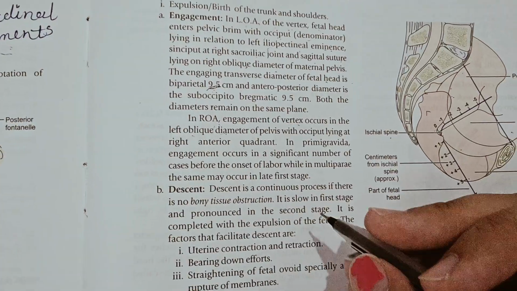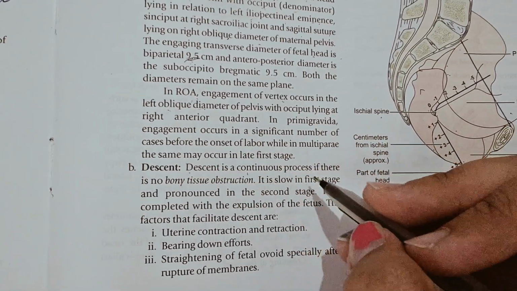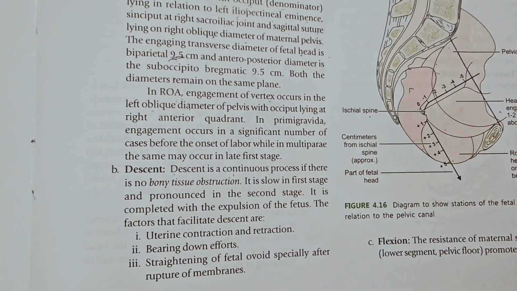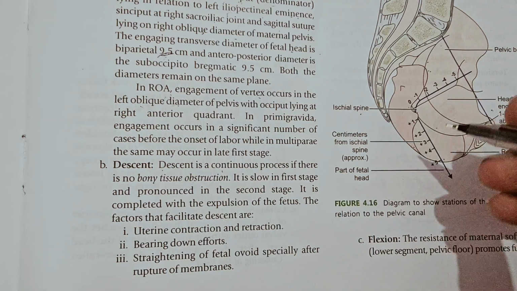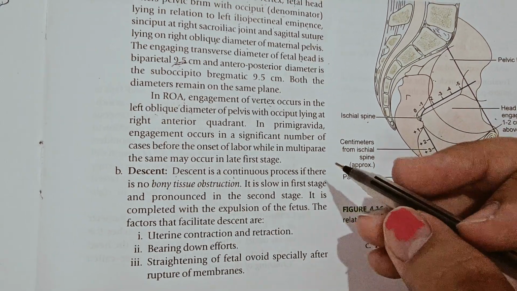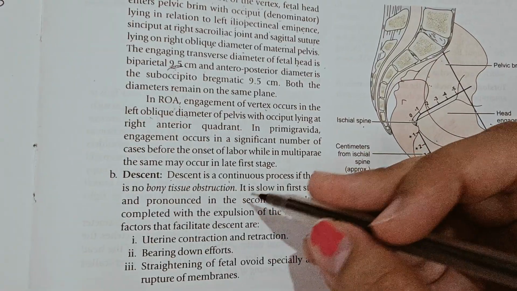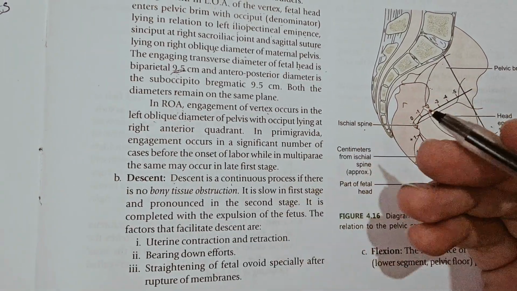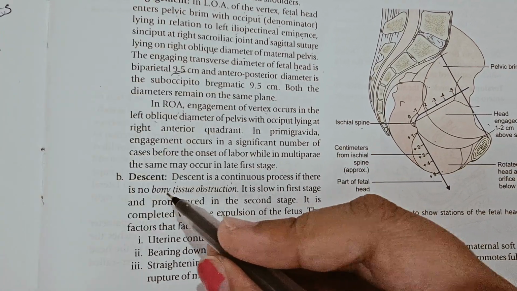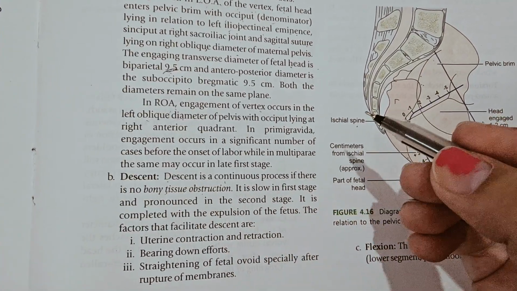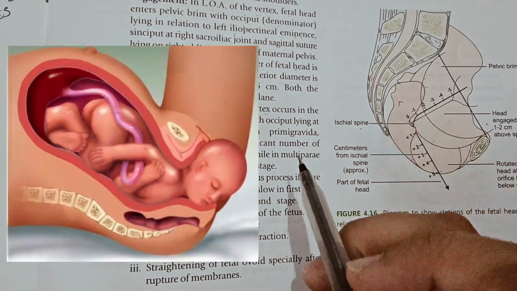What happens next? Descent. Descent is a continuous process when there is no bony tissue obstruction. Now the fetal head is totally outside, at what area? On the symphysis of pubis. The symphysis of pubis is the area where the two pubic bones of the maternal pelvis are attached at an angle. In that part there is no bony tissue obstruction, because that is what? Cartilage. Cartilage is present at the symphysis of pubis.